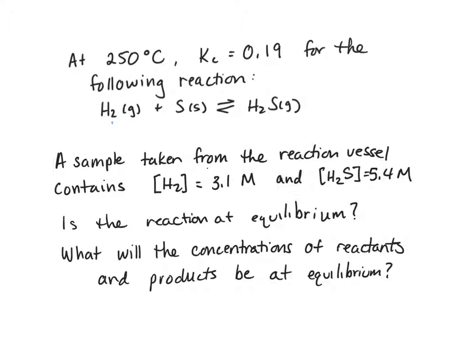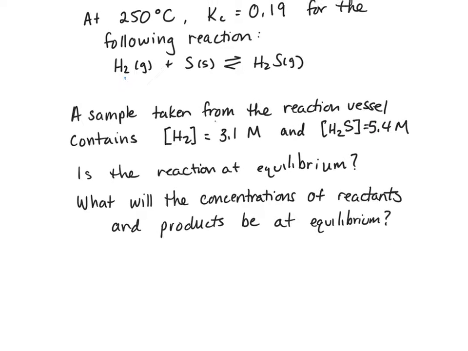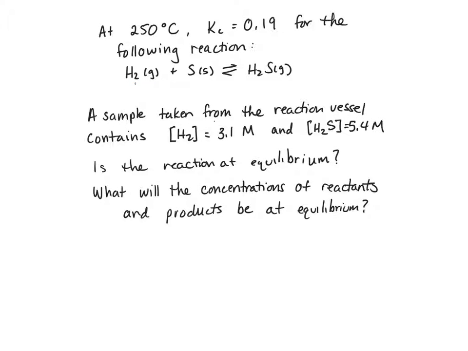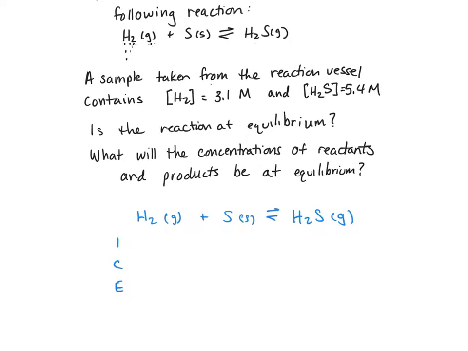Just give you guys a second. All right, so I'm going to rewrite my reaction. I want to have the top of my ICE table ready to go. So we're going to have H2 in the gas phase plus sulfur in the solid phase in equilibrium with H2S in the gas phase. And I know I am going to write an ICE table, so I'm going to go ahead and lay it out. I'm going to skip down for a minute after that. So we're going to have initial, change, equilibrium.